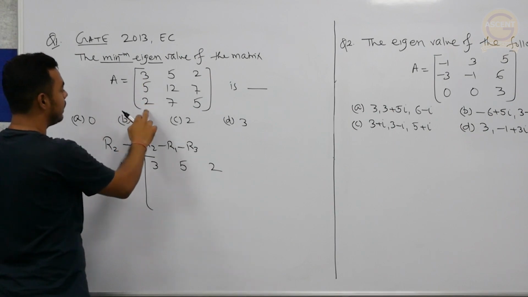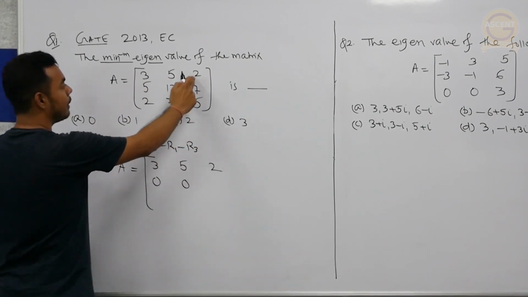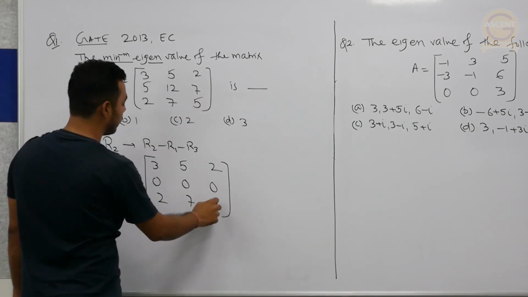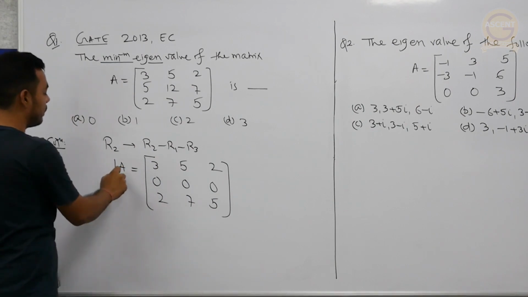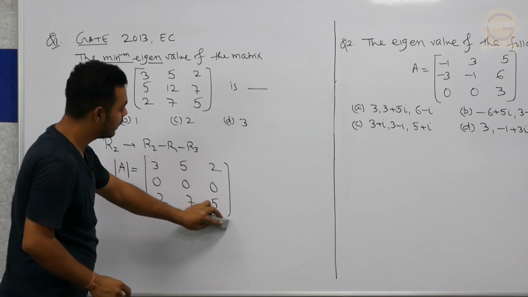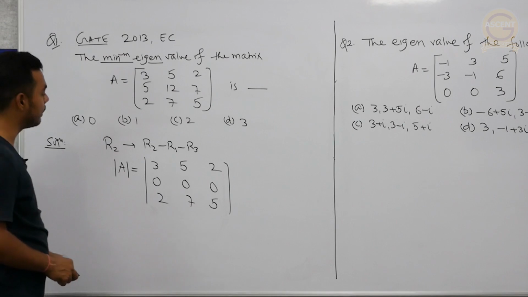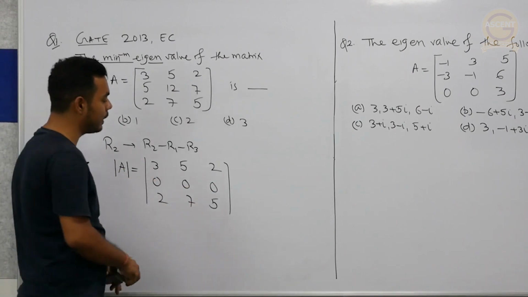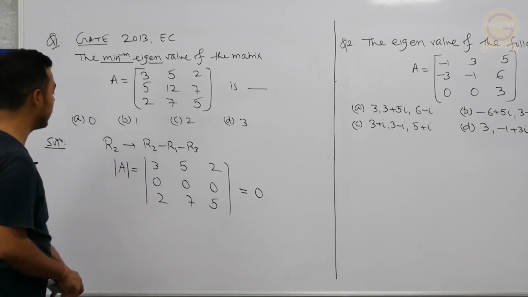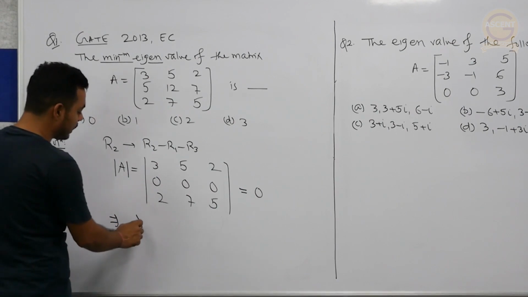So I'll get 5 minus 3 minus 2, 0 here. 12 minus 5 minus 7, 0 here. 7 minus 2 minus 5, 0 here. And 2, 7, 5. We are interested in calculating the determinant of this matrix A. If I perform this operation, it will not change the value of the determinant. Now you can see that this R2 is completely 0, and therefore we can say that the determinant will be 0.